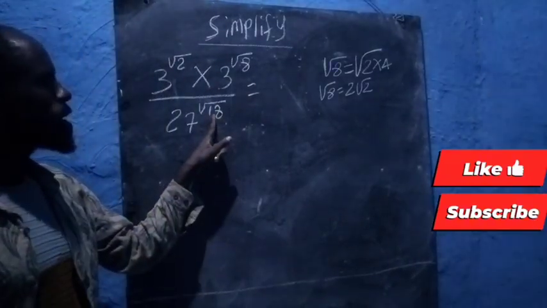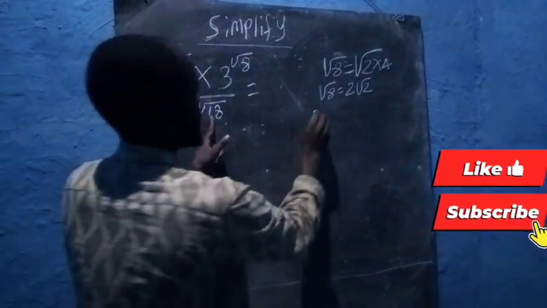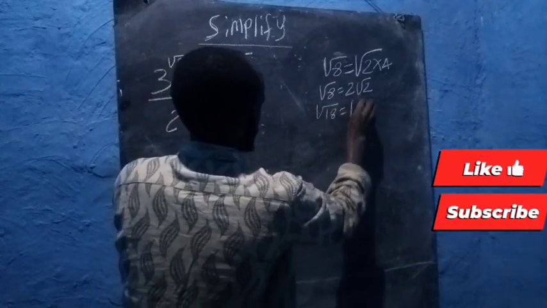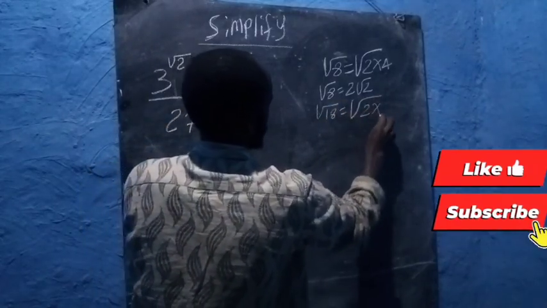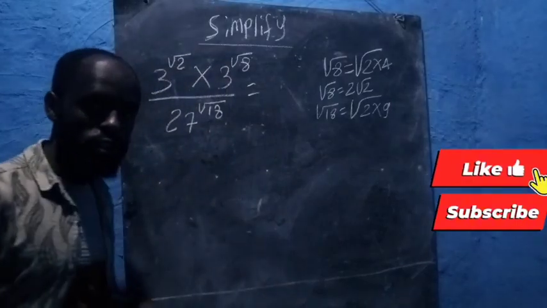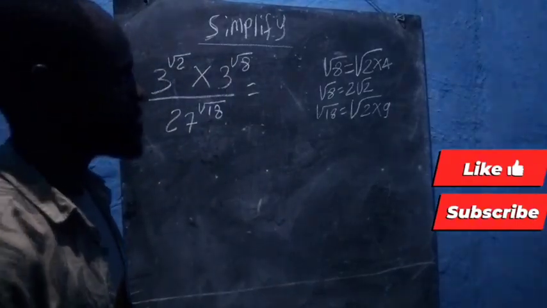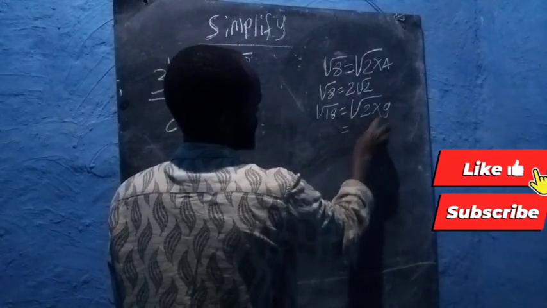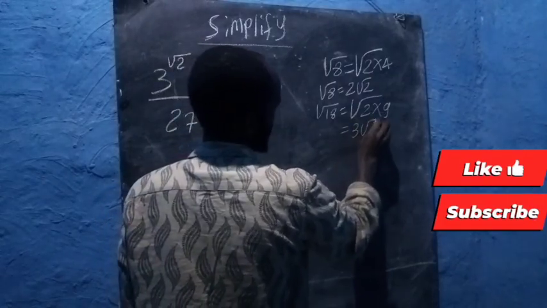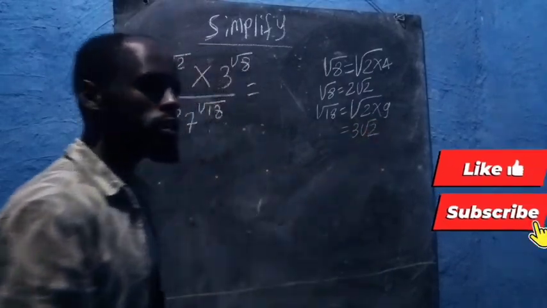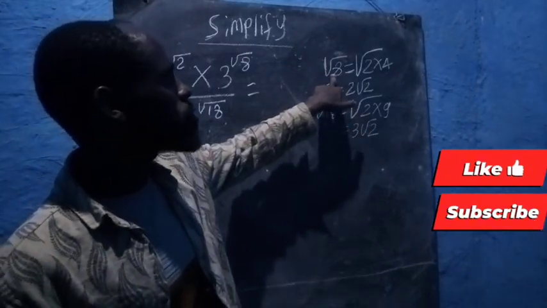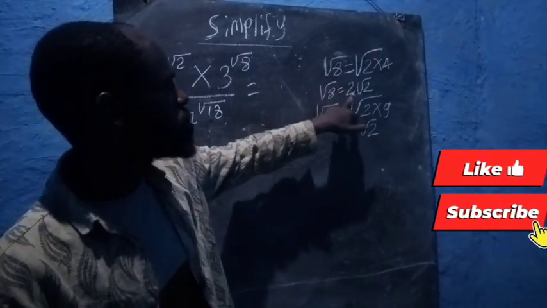Also radical 18 means radical 2 times 9. 9 is a perfect square, so radical 9 is 3. So radical 18 is 3 radical 2.